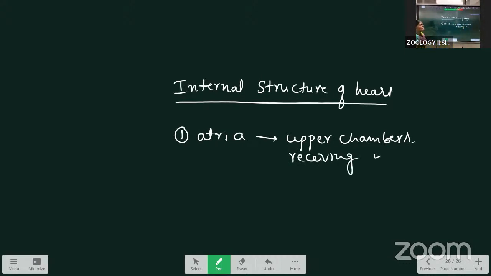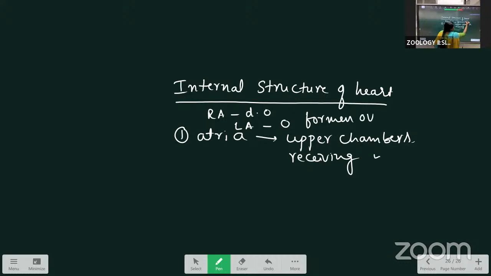Here, the right atrium receives the deoxygenated blood, and the left atrium receives the oxygenated blood. This is about the atria. Between the atria, the septum is there, that we call the interatrial septum. That interatrial septum has an opening, which we discussed in the last class only. That is called the foramen ovale.